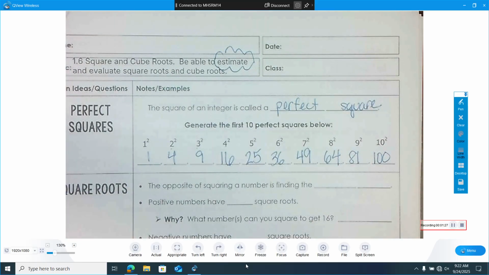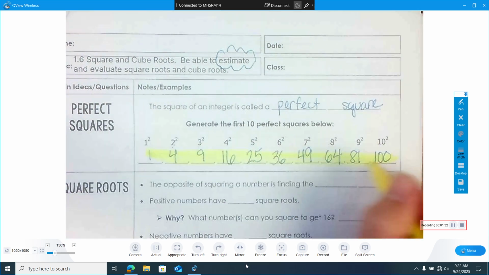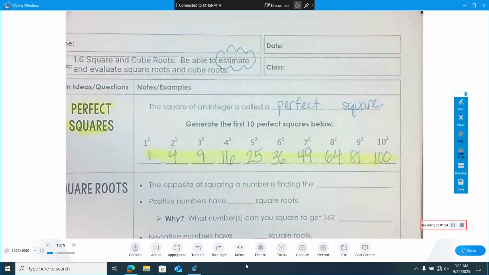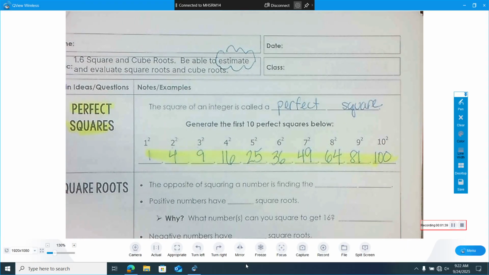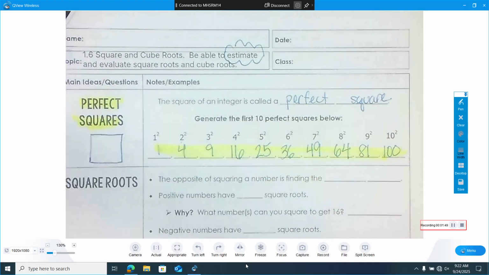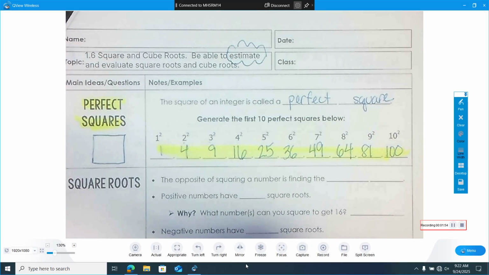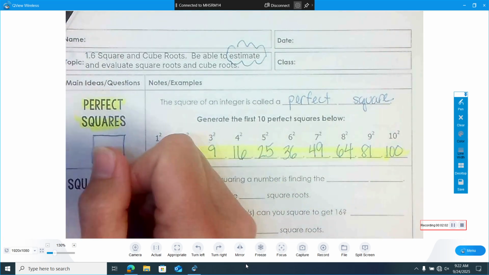So all of these numbers right here are called perfect square numbers. Now, why are they called perfect square numbers? Does anyone know why we use the word square? Don't know, right? It goes back to multiplying. Remember when we did the partial products, I made you draw the boxes and you did all the multiplying. It was kind of annoying. There's a reason for that.